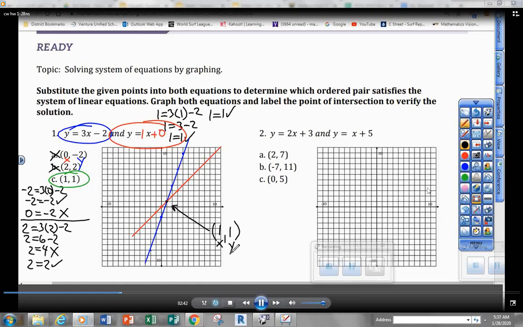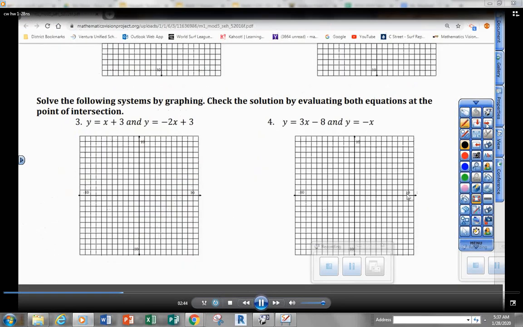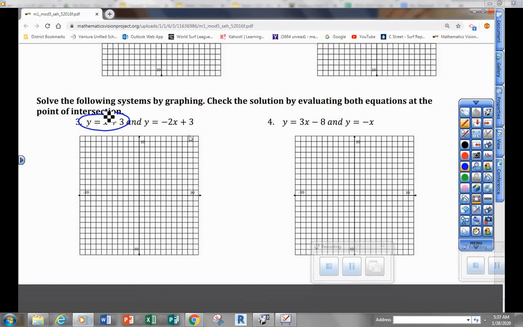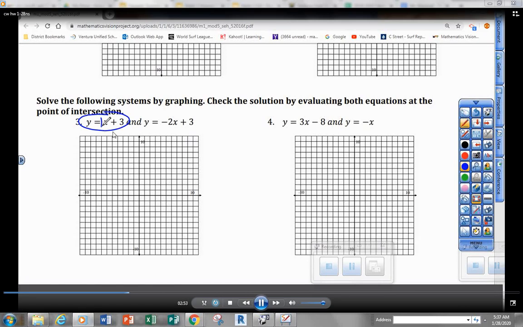All right, I'm going to have you do number 2 the same way, and 3 and 4 on this page. Again, just practicing graphing and checking the solution point yourself. So this one, starting at 3 on the y-axis, going over 1, up 1, my rate of change, my slope, my common difference.